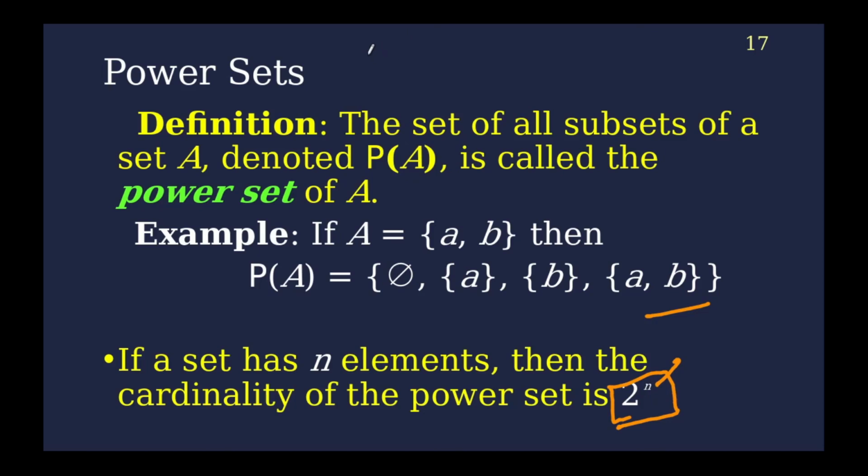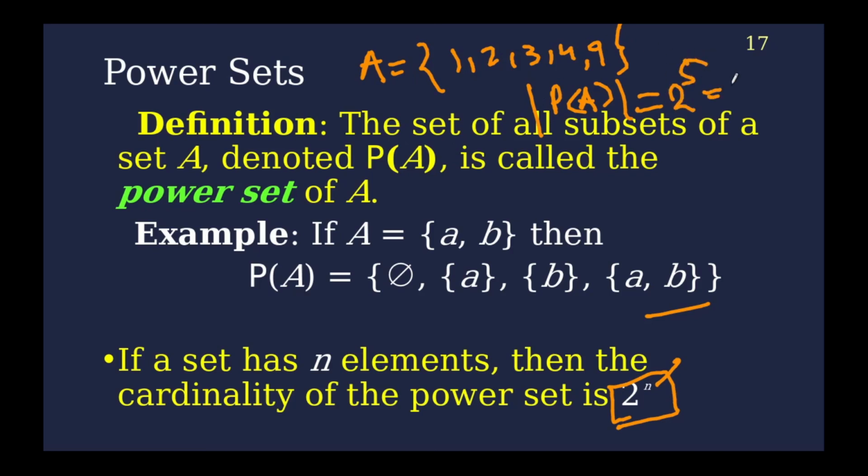Okay, now can you tell me, if set A contains elements 1, 2, 3, 4, 9, what is the cardinality of the power set? Just count the number of elements of this: 1, 2, 3, 4, 5. So it is 2 raised to 5 equals 32. Simple.